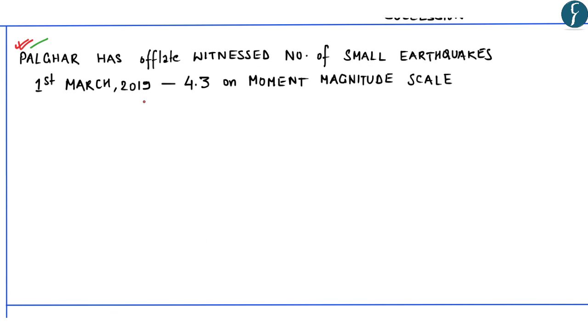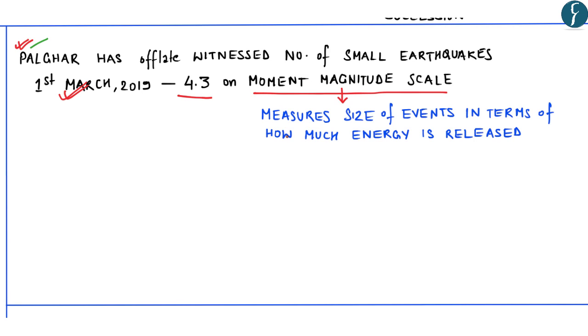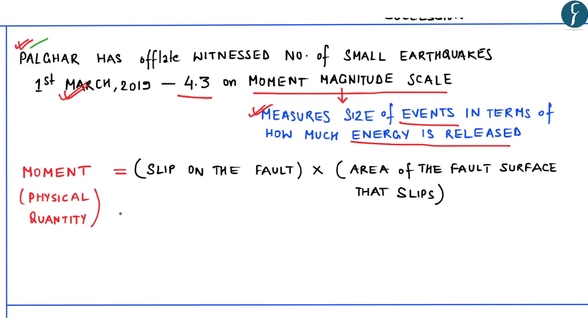Now, Palghar in Maharashtra has often witnessed a number of small earthquakes in series and in quick succession, whereas the earthquake on 1st March 2019 was on a bit higher scale as it read 4.3 on the moment magnitude scale. Now, moment magnitude scale measures the size of events in terms of how much energy is released. Moment is a physical quantity proportional to slip on the fault, which is then multiplied by the area of the fault surface that has slipped. And these moments can be estimated from seismograms.